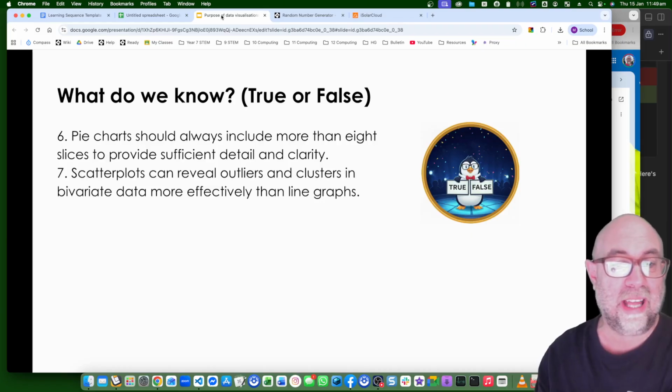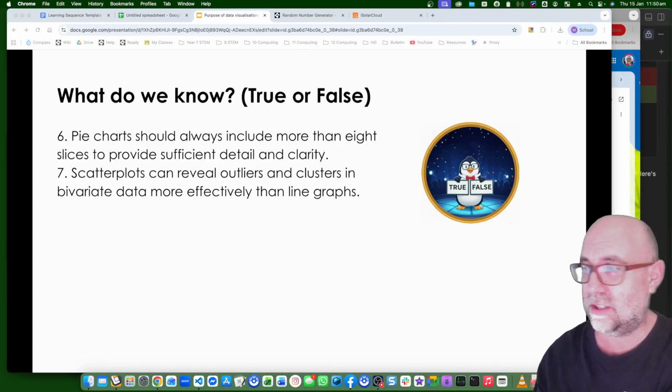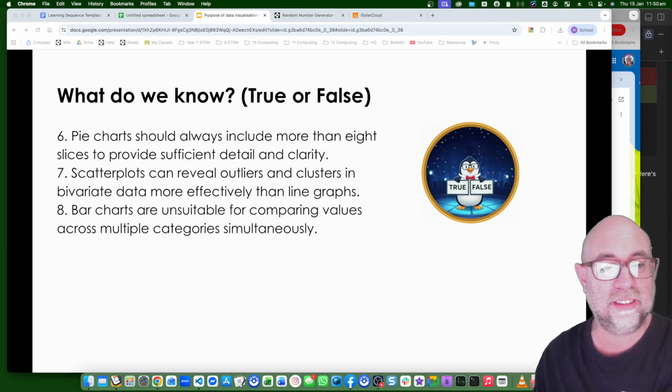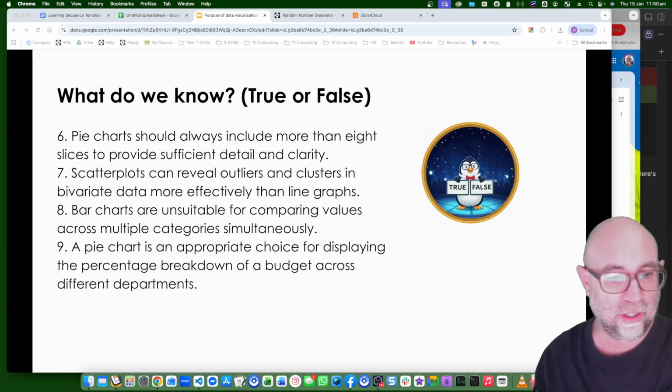Scatter plots can reveal outliers and clusters in bivariate data more effectively than line graphs. I think that's true, but I'm just going to check over here and say, yeah, that is true. I just wanted to make sure that I was not making that up. Bar charts are unsuitable for comparing values across multiple categories simultaneously. No, that's false. That's in fact literally what they're really good for.